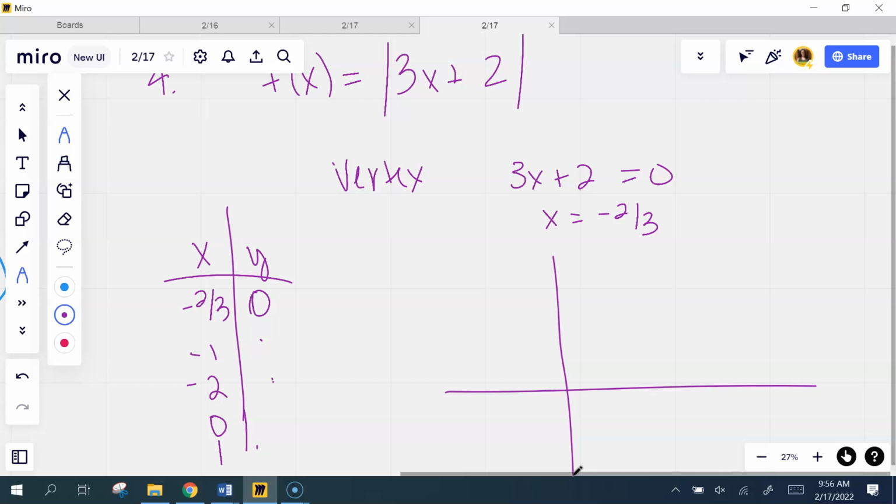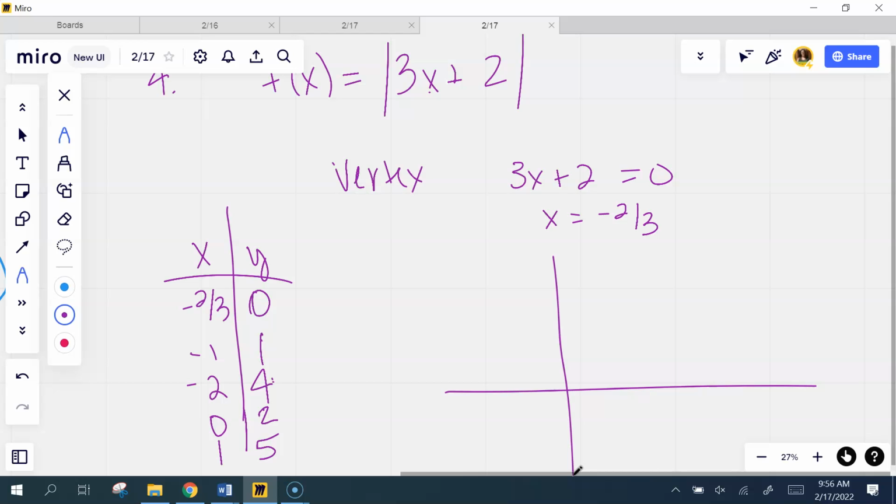So let me show you what I'm talking about. At -1, 3 times -1 is -3. -3 plus 2 is -1, and the absolute value is 1. How about when you plug in -2? -6 plus 2 would be -4, give you 4. How about 0? 2. How about 1? 5.